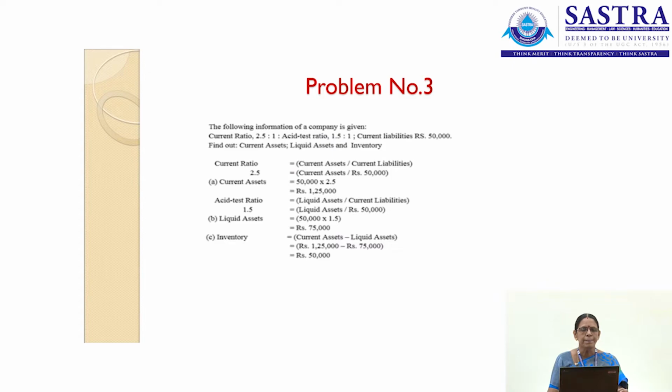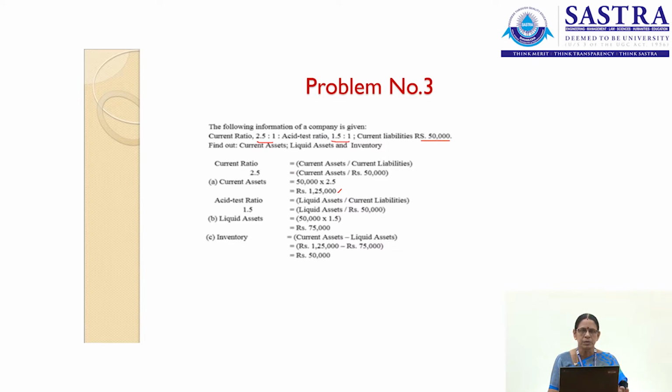The next problem. The following information of a company is given. Current ratio is 2.5, acid test ratio, otherwise called the liquid ratio, 1.5:1, current liabilities is 50,000. Find out current assets, liquid assets and inventory. Current ratio is current assets divided by current liabilities. That is 2.5 is equal to current assets divided by 50,000 rupees. 50,000 is the current liabilities given in the problem. Current assets is equal to 50,000 into 2.5. It comes to rupees 1,25,000.